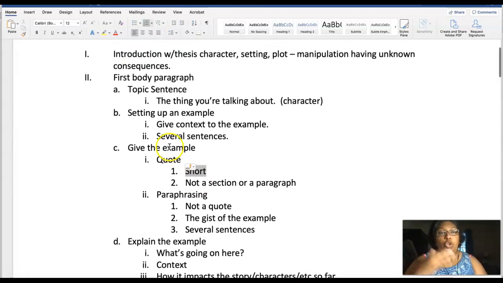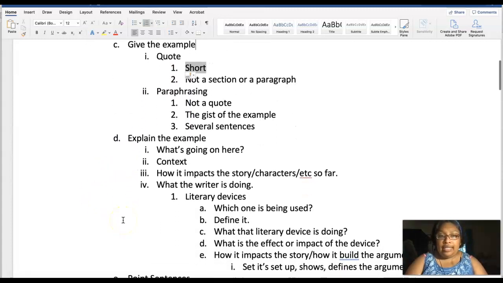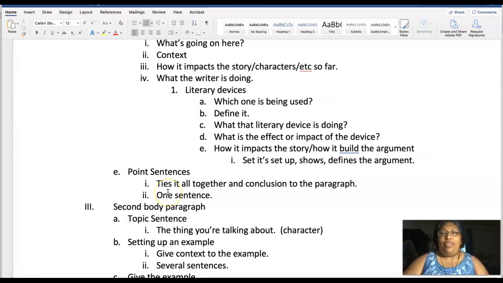So going through this very quickly, it has the topics in it. You're going to set up an example there. You're going to give a quote or give an example. It doesn't necessarily have to be a quote. It can be a paraphrase. You're going to explain the example, and that's going to take some time here, as you can tell by all the wonderful dots here. And then you're going to wrap everything up with a point sentence, and it ties everything together, and it concludes the paragraph, and it's usually one sentence.